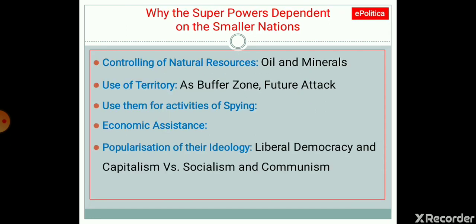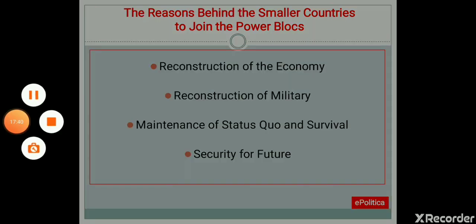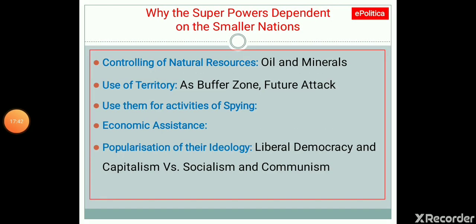Now let us try to answer why the superpowers are dependent on the smaller nations. It is very important to note in this connection that not only were the smaller countries dependent on the superpowers, the superpowers were also dependent on the smaller nations. There were a few reasons why they were dependent.